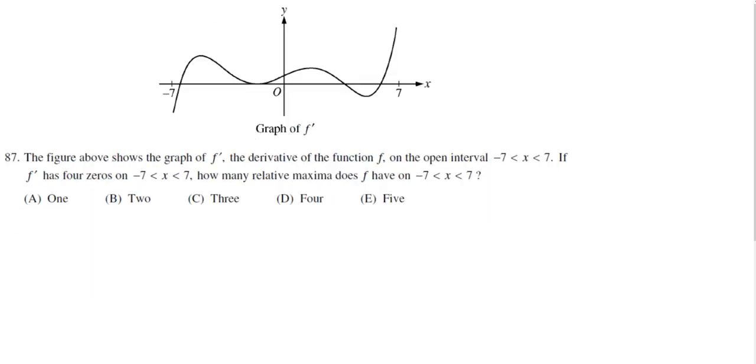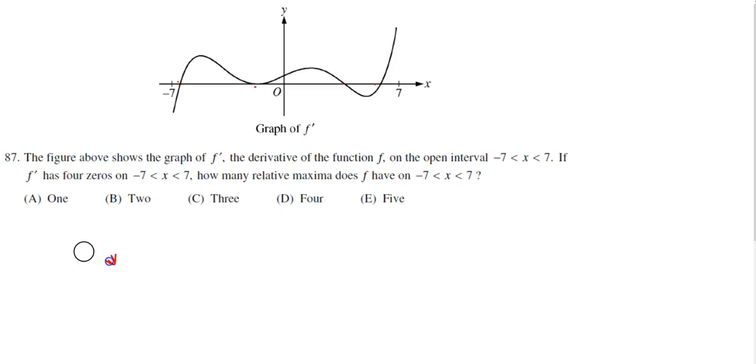Question 87. The figure above shows the graph of f prime, the derivative of the function f, on the open interval -7 to 7. If f prime has 4 zeros, 1, 2, 3, 4, on -7 to 7, how many relative max does f have on -7 to 7? So if f should have a max, f needs to go from increase to decrease, meaning f prime needs to go from positive to negative.